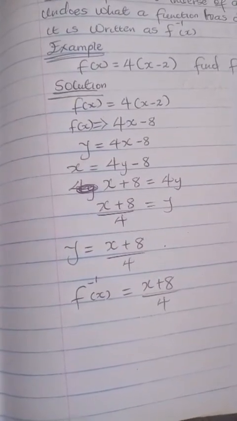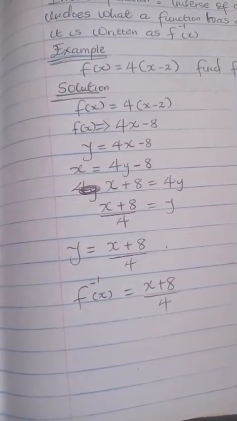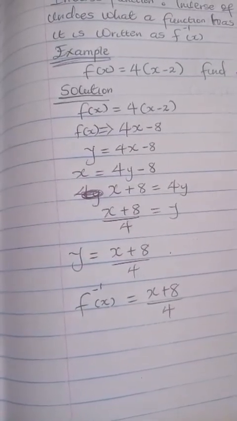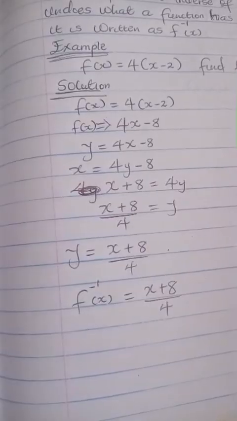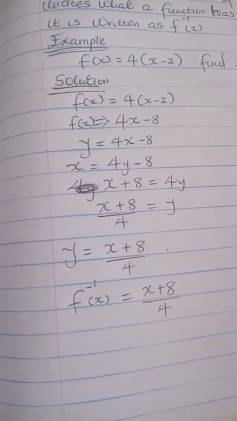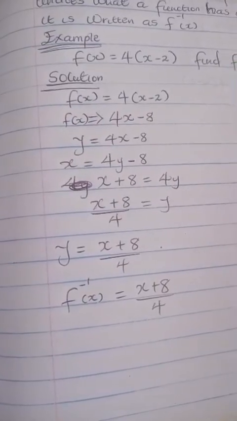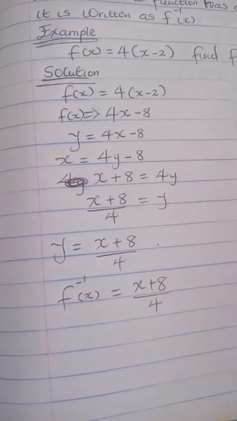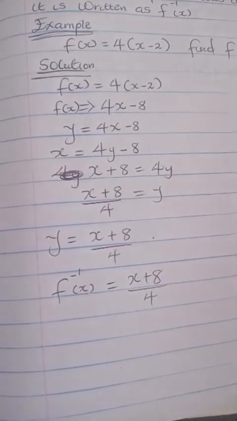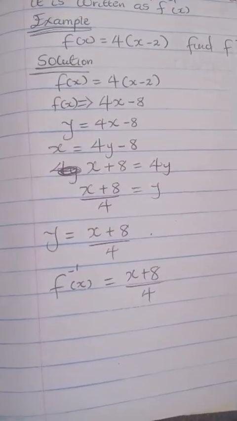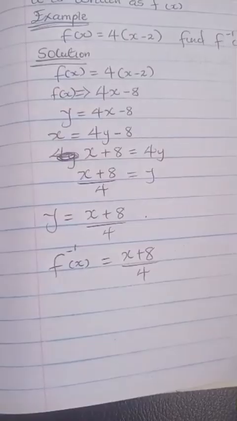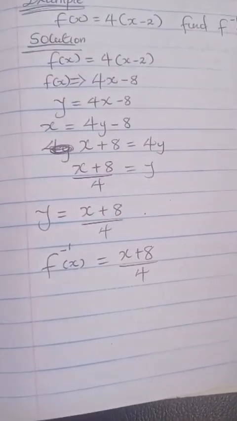And now since we need the input, we swap x and y. So x now becomes equal to 4y minus 8. And now we solve for y. So by transferring minus 8 to the other side of the equation, it becomes x plus 8 equal to 4y. And x plus 8 all over 4 is equal to y when you divide both sides. So y is equal to x plus 8 over 4. So f inverse of x is equal to x plus 4.